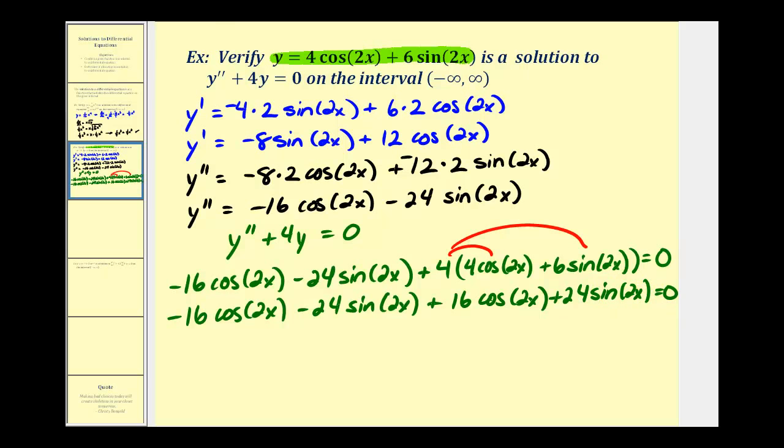Again, this is good news because notice how this term and this term are opposites, and so are these two. Therefore, we have 0 equals 0, verifying the given function is a solution to the differential equation. Okay, I think we have time for one more.